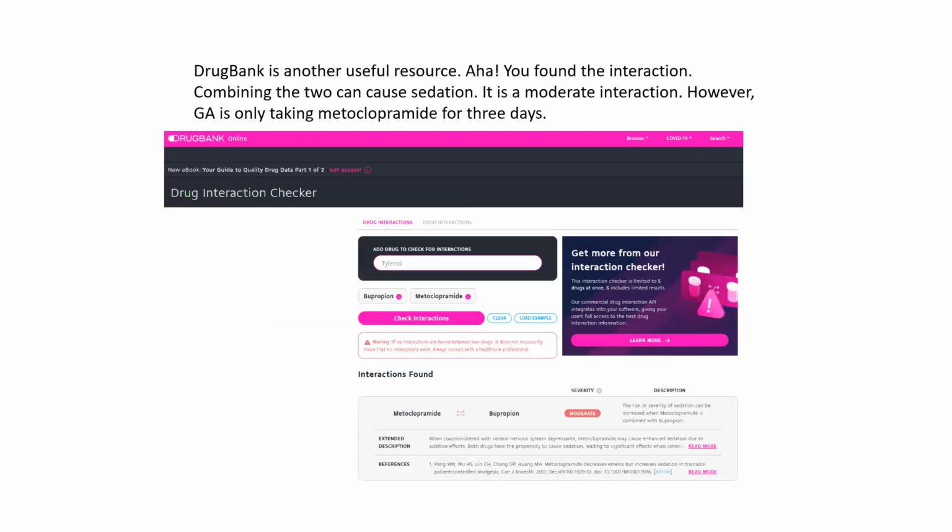Okay. So then you go on to Drug Bank. This is now your third source you're checking. Drug Bank is also very reliable. It goes over things like pharmacokinetics, pharmacodynamics, receptors, and drug interactions. And it says here that there is a moderate drug interaction. It says that combining metoclopramide and bupropion increases the risk of sedation, makes you tired. Well, if someone's got nausea and vomiting and they're really sick, I think the last thing you're worried about is them being tired. So you're not really that worried about that.